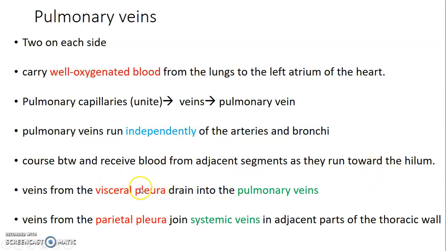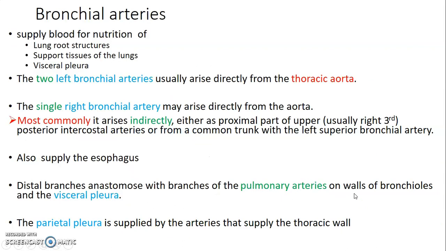The veins from the visceral pleura will drain into pulmonary veins, while the parietal pleura will join systemic veins of the thoracic wall. So intercostal veins drain parietal pleura, while visceral pleura will drain into the pulmonary veins.